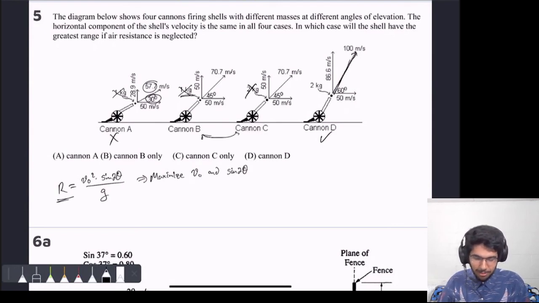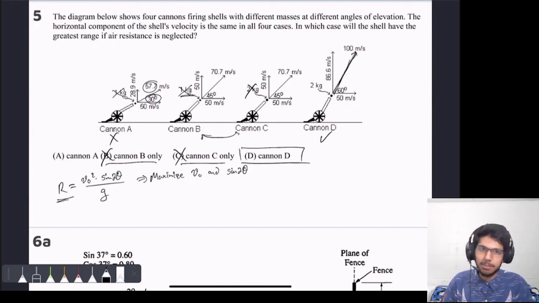And right now we should be feeling pretty good about choice D. And we can confirm our suspicions because we know mass doesn't matter, which means B and C are essentially the same thing. And we can't choose one of them. So these answers must be incorrect. And then between A and D, it should be pretty obvious that D is the best option.